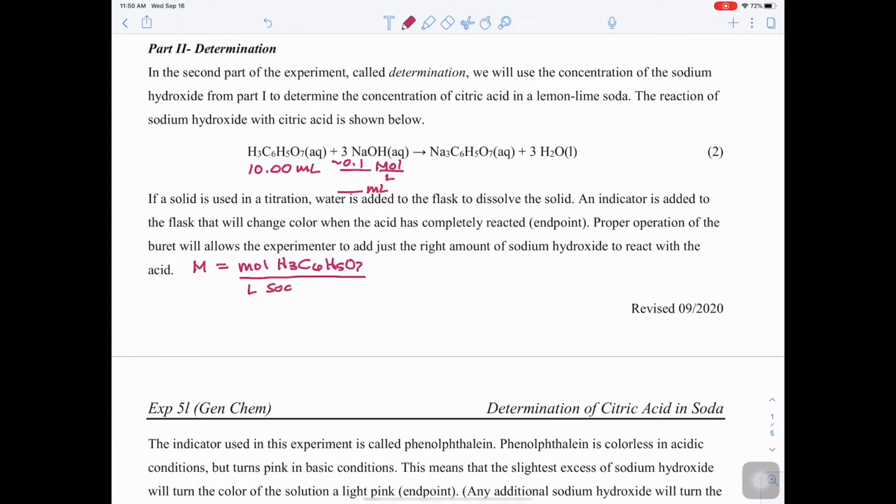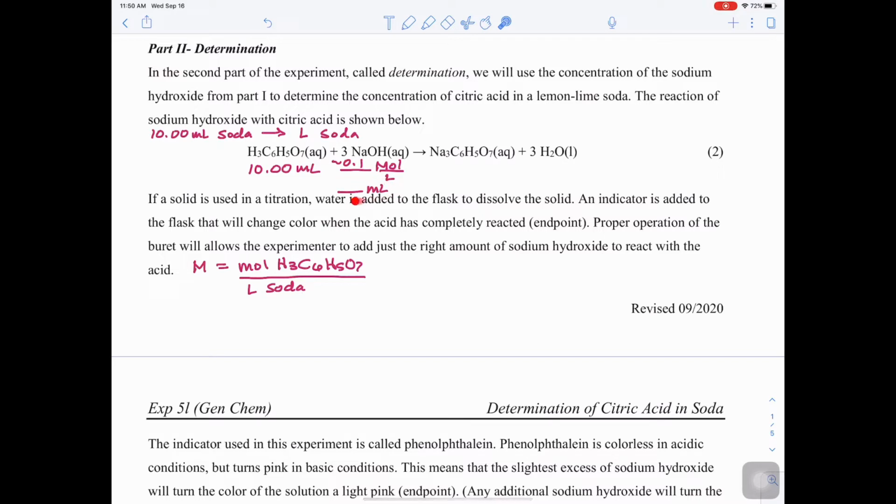Liters of soda. Well, we had 10 milliliters of the soda. So we need to convert that to liters of soda. And then this number becomes the denominator in our molarity calculation.